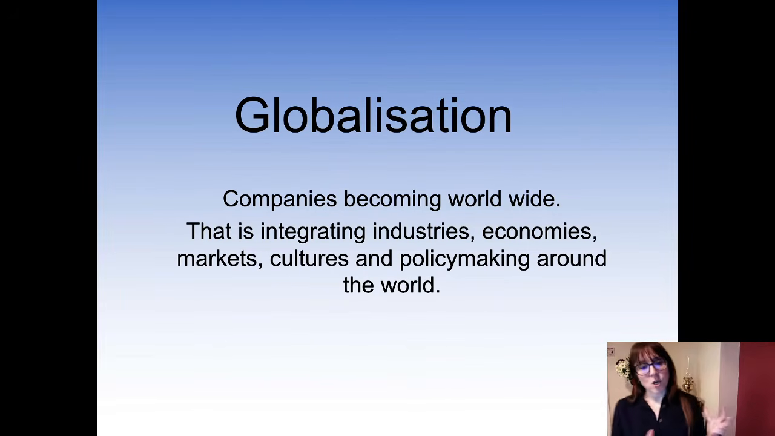The final section then, the final theme that you can talk about, is what is called globalisation. Globalisation is where a company becomes global. They move all over the world. So like McDonald's. I don't think there is really a place in the world that does not have a McDonald's. I mean, that's pretty immense, isn't it, really? That no matter where you go, there will be a McDonald's. This is integrating industries, economies, markets, cultures and policy making around the world.